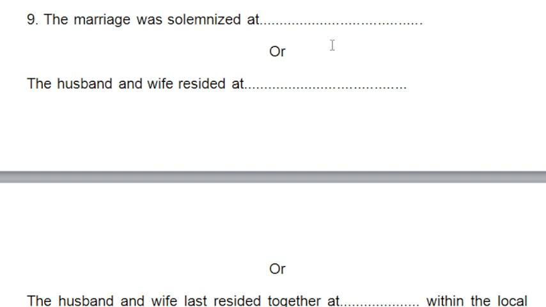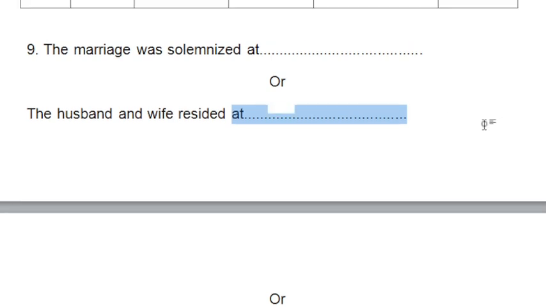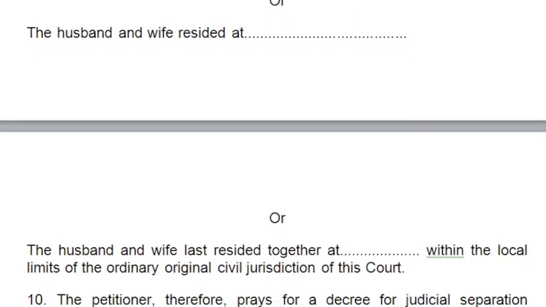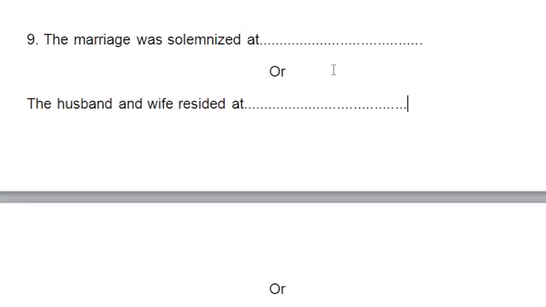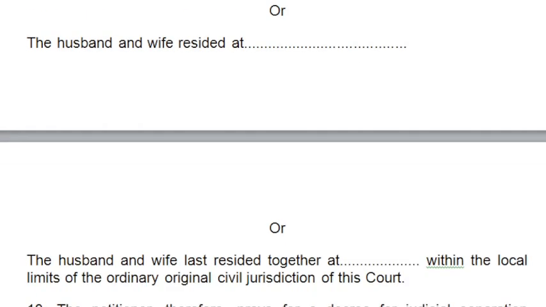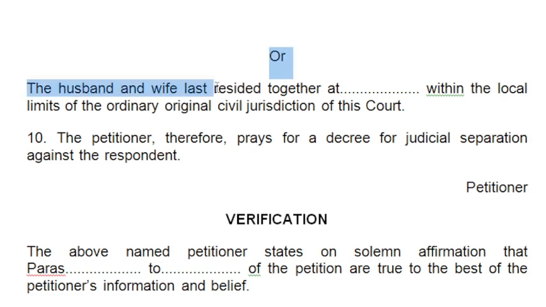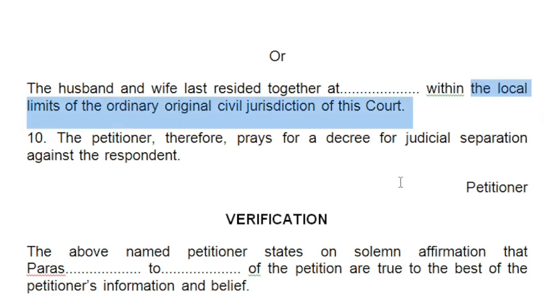Once you explain that, then you have to mention that the marriage was solemnized at the place. You have to mention where the husband and wife reside. You have to mention any one of these. Why are you showing this? Because you are telling the court that the court has jurisdiction. And the court has jurisdiction in all three cases. Where the marriage was solemnized, the court has jurisdiction. Where the wife or husband resides, the court will have jurisdiction. And where the husband and wife last resided together. So all of this will be under the jurisdiction of the court. That is why you have to mention any one of these.